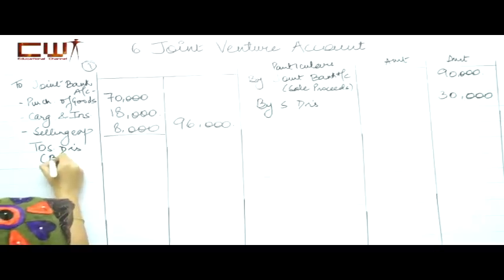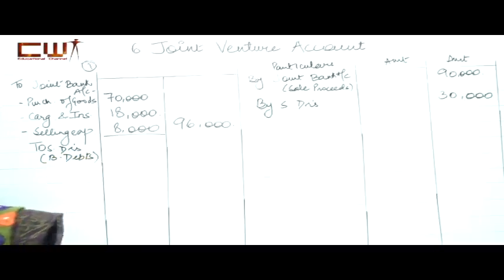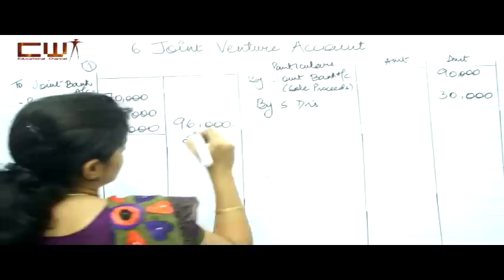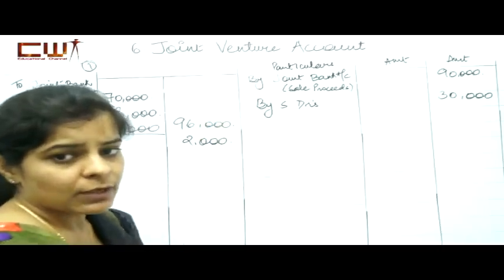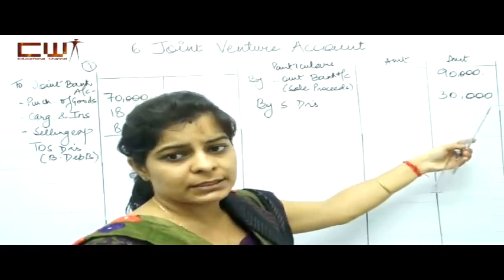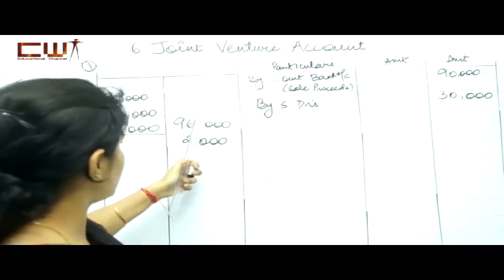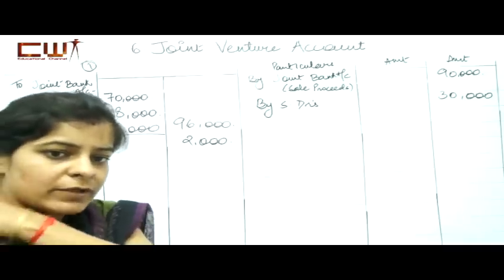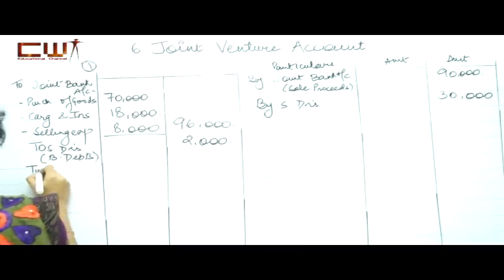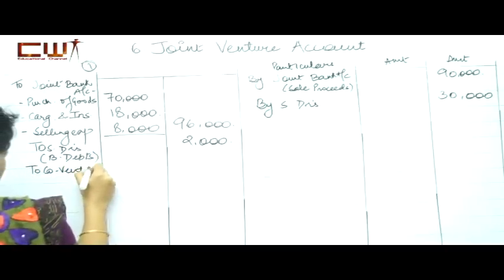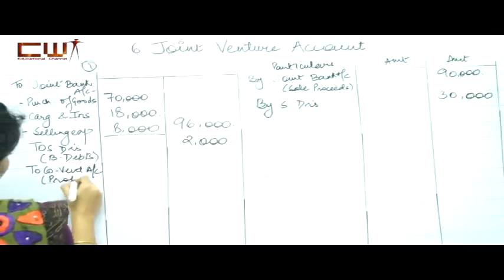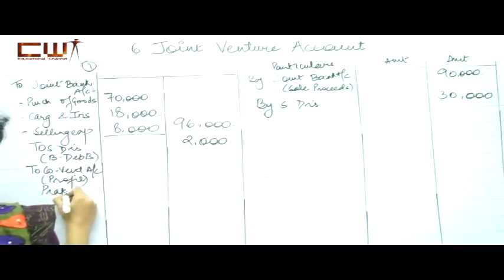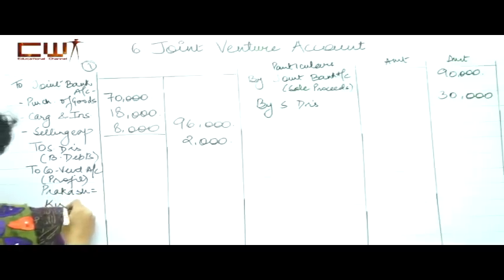You know what? This is bad debts. Right? So bad debts, how much is the bad debts for? 2,000. 2,000 are the bad debts. Next, what you have? You will have 90,000 plus 30,000, 1,20,000, and you add 98,000. That will give you 22,000. So this is the profit, co-venturers profit transferred to their account. To co-venturers account means this is the profit actually, right? That is transferred to their account. What? Prakash and Kiran. Prakash and Kiran.